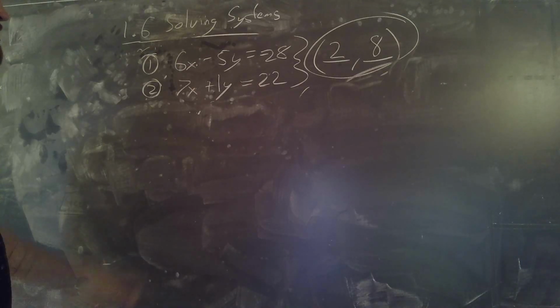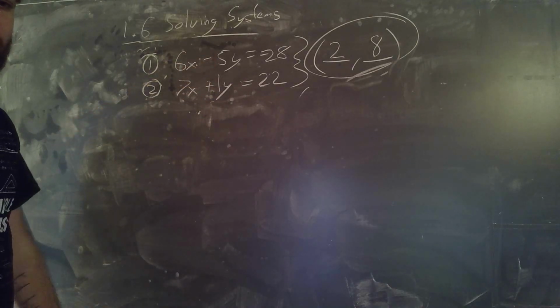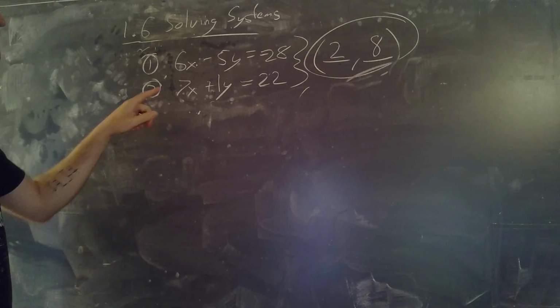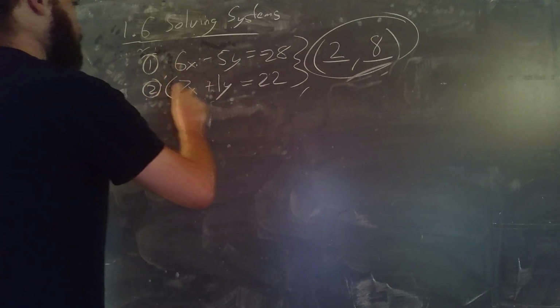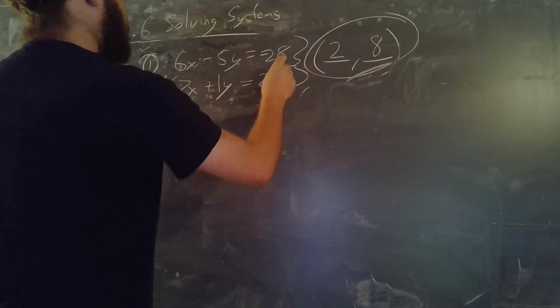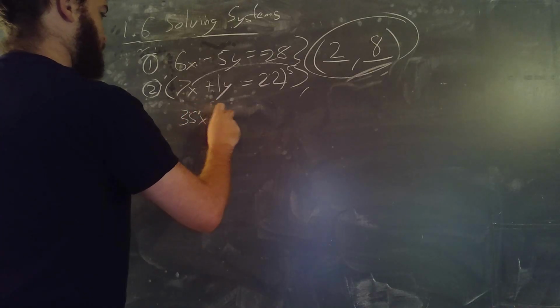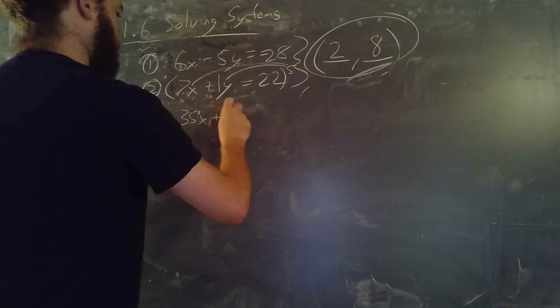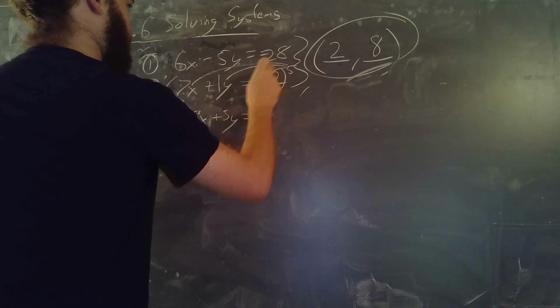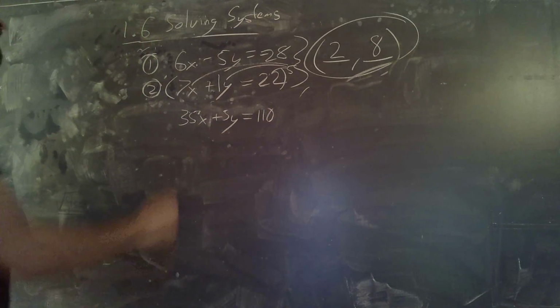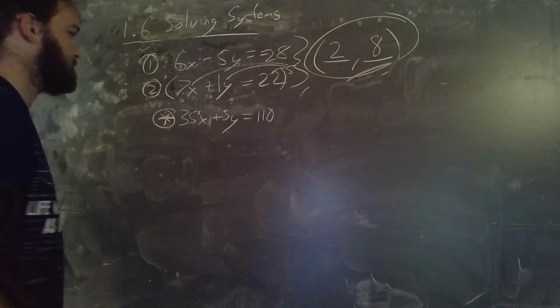Instead, notice that I can turn a 1 into a 5 very, very easily. What I will do is I will just multiply everything in the second equation by 5. So 5 times 7 will give me 35x. 5 times 1 will give me 5y. And 5 times 22 will give me 110. And we'll just call this equation star.